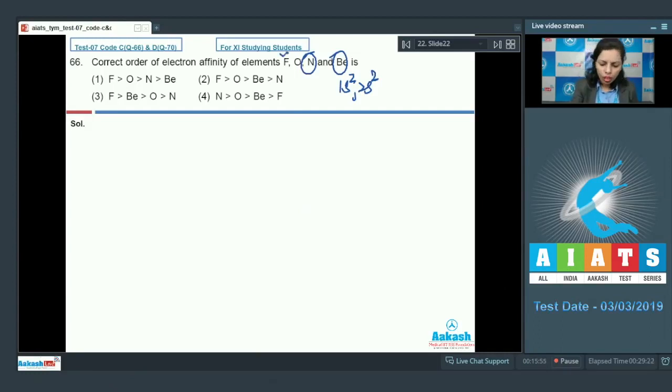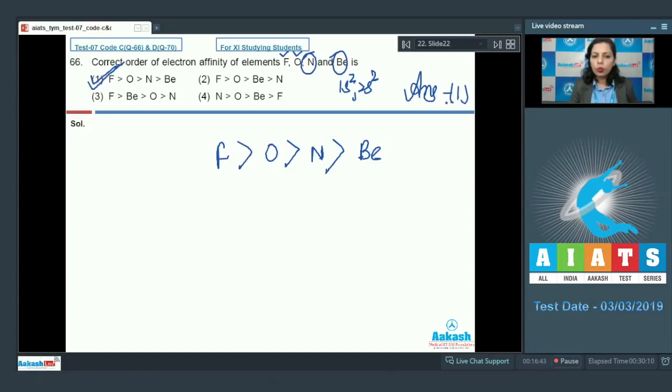While if we talk about fluorine and oxygen, they have high electron affinity. Fluorine has maximum electron affinity. Then there would be the turn for oxygen. After that, there is the turn for nitrogen with half-filled electronic configuration, and then here is beryllium. Where is this correctly given? This is correctly given here in option 1. That's why I'll choose option 1 as the correct option. I hope this question is clear to you. Now let's take the next question.